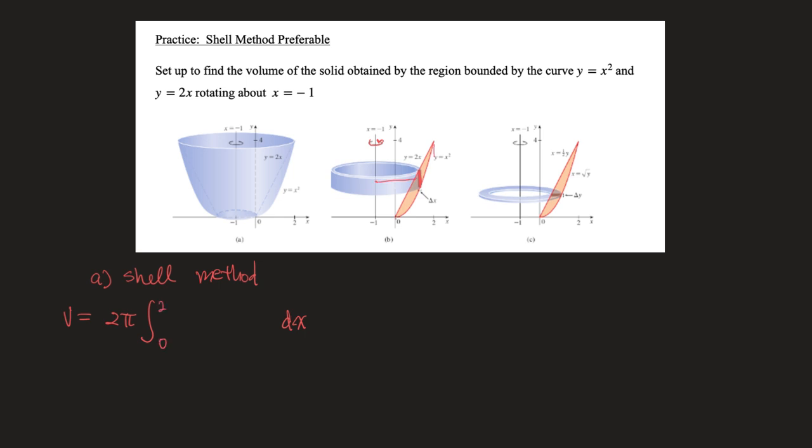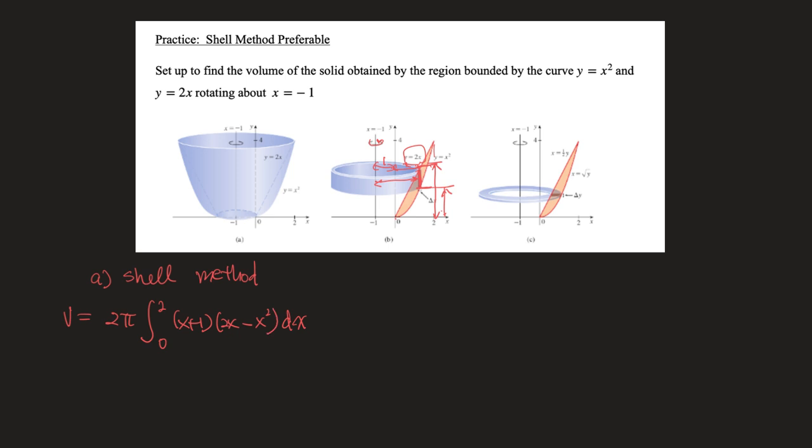Radius, this is the radius. This one is x. This is 1. So the radius is x plus 1. The height is going to be here and here, which means this one is the longer height and this one is the shorter height. Longer height, y equals 2x, minus the shorter height, x squared. That's going to be the shell method.